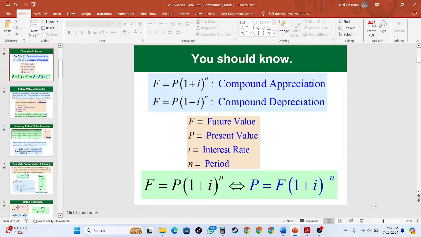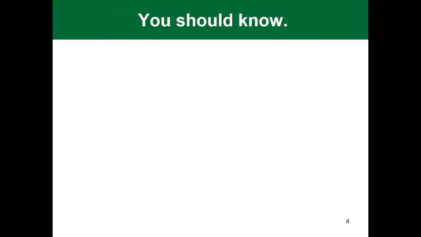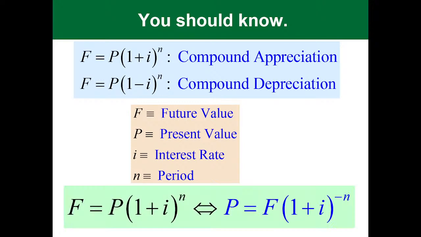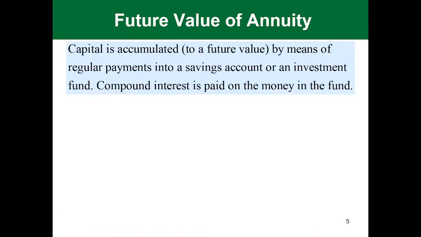Let me zoom it in. Full screen? Yes. The future value, the present value, interest rate, period in terms of number of terms, number of payments. You can manipulate the formula and rewrite it as P is equal to F, or if you started with F, this would be the negative exponent.